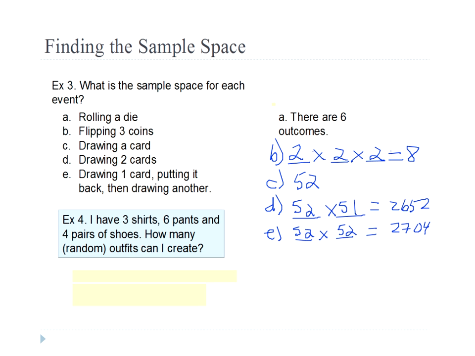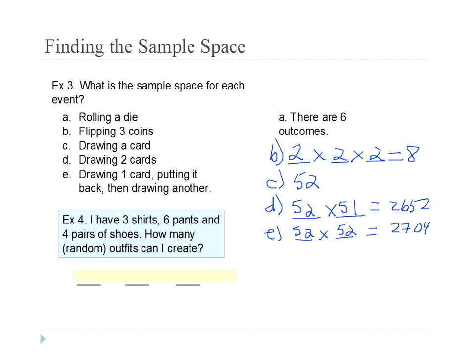Here's another example. If I have 3 shirts, 6 pants, and 4 pairs of shoes, how many random outfits can I create? So we're not asking, make sure that they match or that they are appropriate. Okay, this is just how most people, I think, choose their outfits. They just randomly put them together. Maybe it's not correct, but in any case, what we're going to do here is we're going to draw blanks. I've got 3 choices to make.